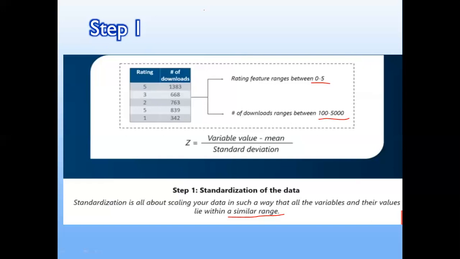One of these standardization techniques is the z-score normalization technique, right? The formula for z-score normalization is what? Your original value of the variable minus the mean, divided by the standard deviation. So you can use this formula to convert all these values into a similar range, right? I hope students you are clear with this.